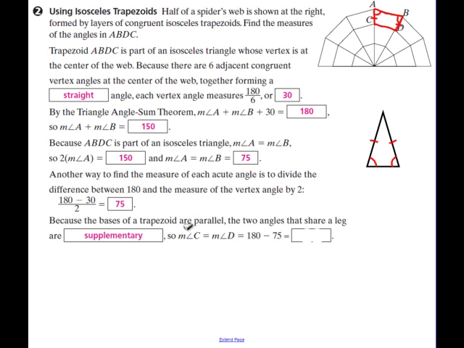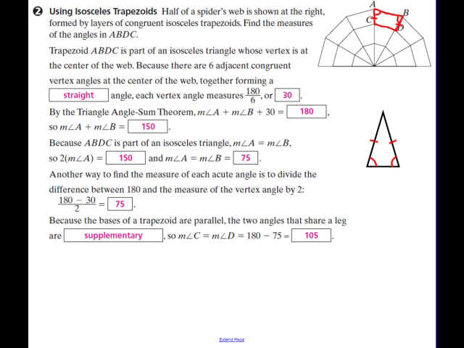So we know that C is going to be equal to D. Right? They're going to be congruent because this is isosceles, but if we look at A and C, we know that together A and C are going to be supplementary. So we can take 180 minus 75, which is what we found for A, and we can get 105 for angle C. So angle C is 105, angle D is also 105. Angles A and B are 75.